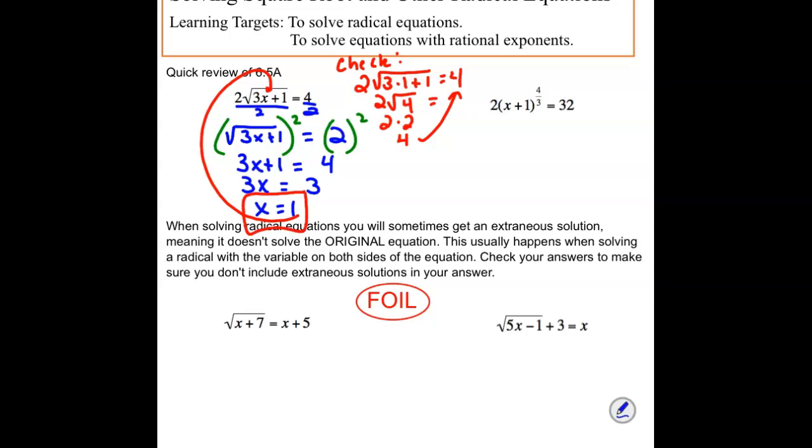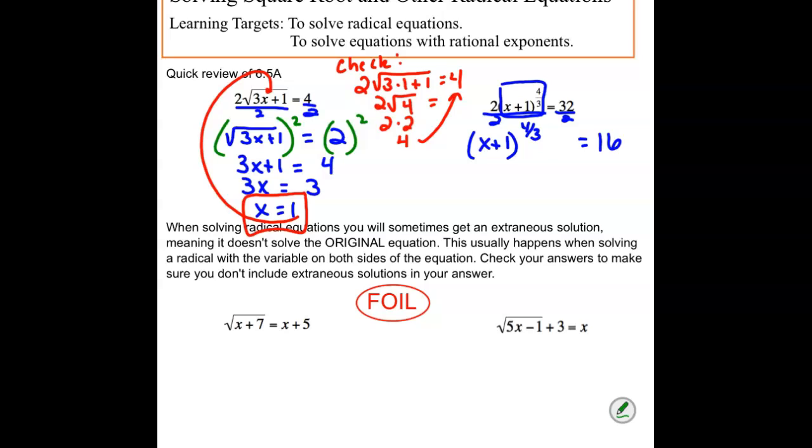All right, the second type of question we did yesterday had those fraction or rational exponents. Again, we want to isolate the thing that's being raised to that rational power. So we're going to divide out a 2 from both sides. So we have x plus 1 to the 4/3 power equals 16. And now to undo a 4/3 power, we have to use its reciprocal power. So I'm going to give myself a little more space here. So the reciprocal of 4/3 would be raising it to a 3/4 power.